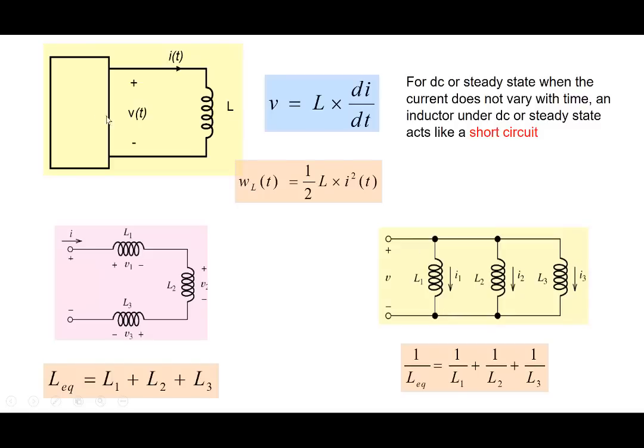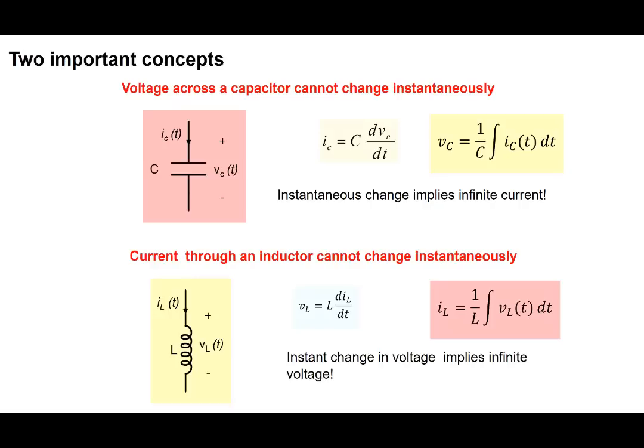Similarly, we had seen about an inductor defined by the relationship V equal to L di by dt. Energy stored in an inductor is half L i squared. Inductors in series add up. Inductors in parallel add up in an inverse manner. And from this relationship, again in steady state, di by dt equal to 0, so V equal to 0. An element with 0 voltage is like a short circuit. So inductors under steady state condition act like a short circuit, compared to capacitors which act like an open circuit.